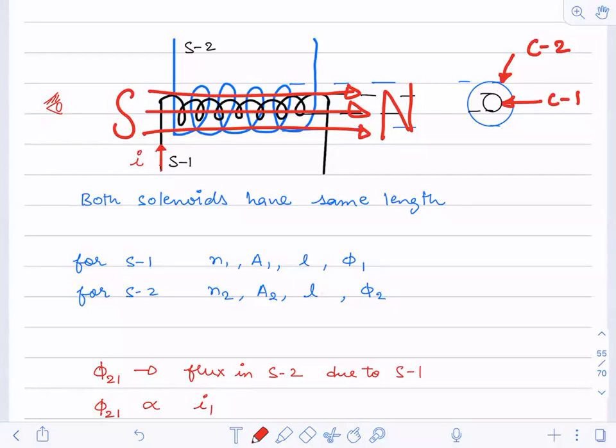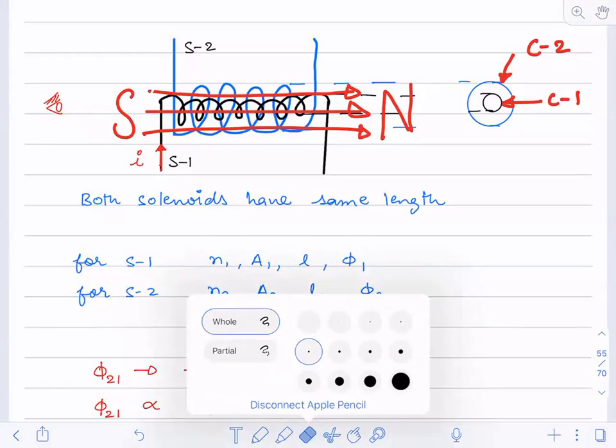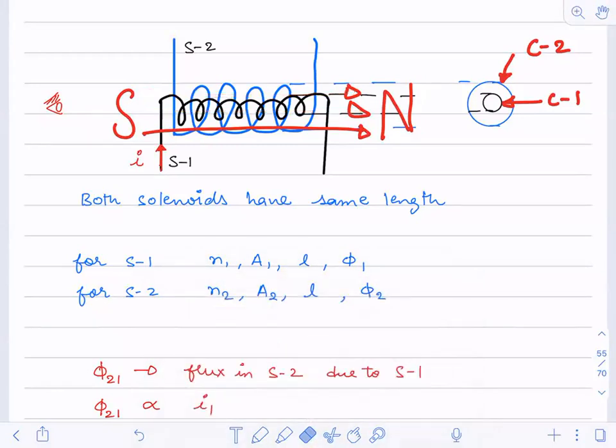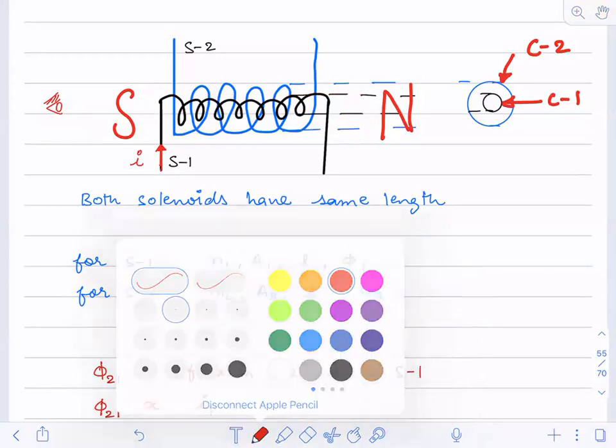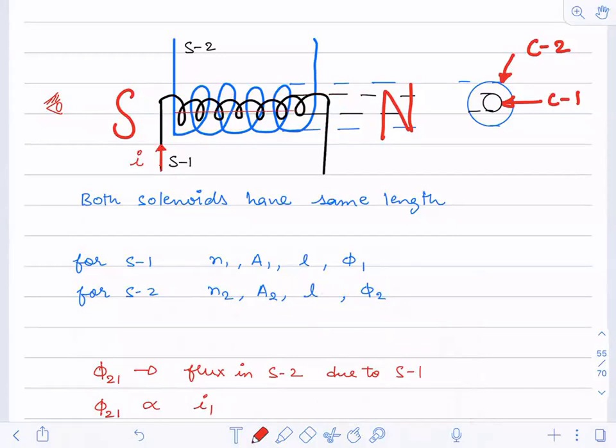Now, outside the solenoid, what is the magnetic field? Zero. So the magnetic field lines that I have drawn, I should have drawn like this actually, concentrated through the first solenoid only.